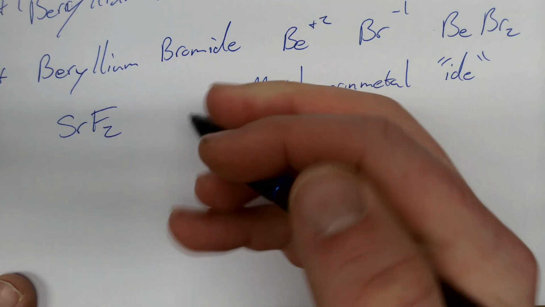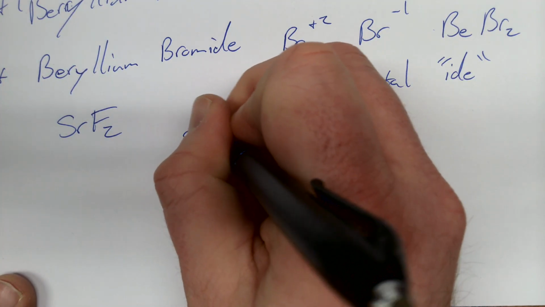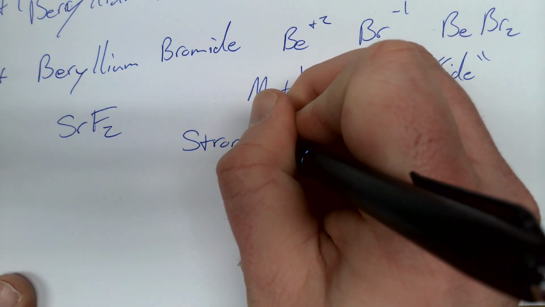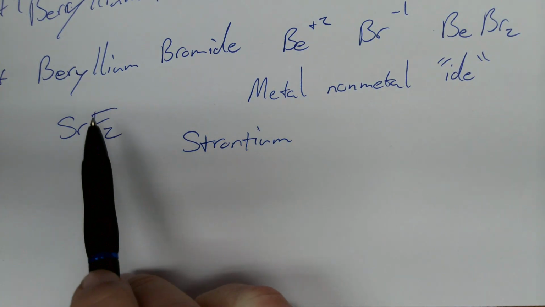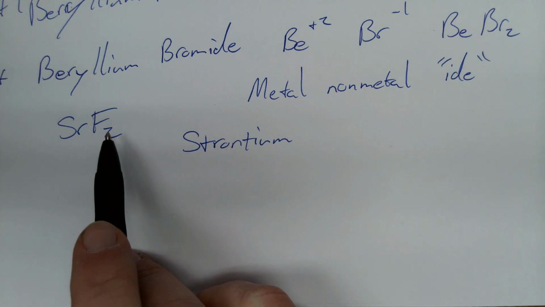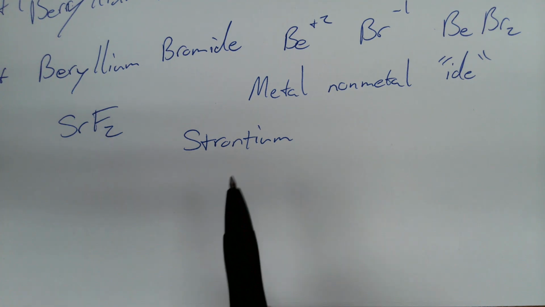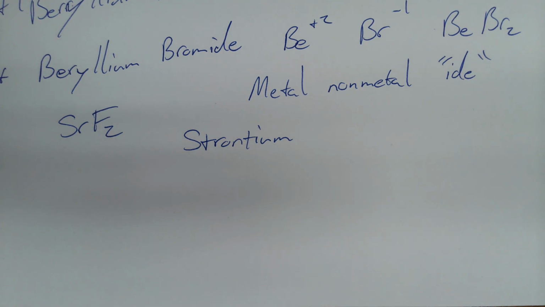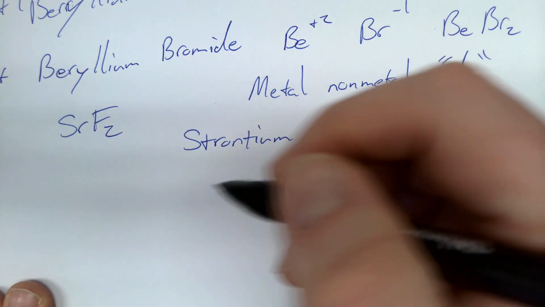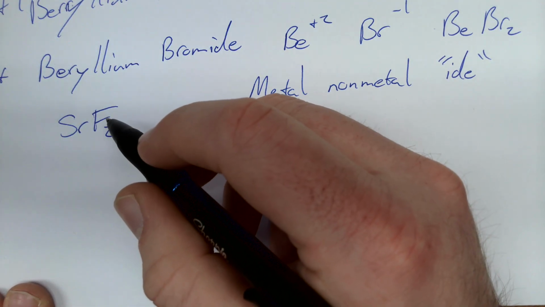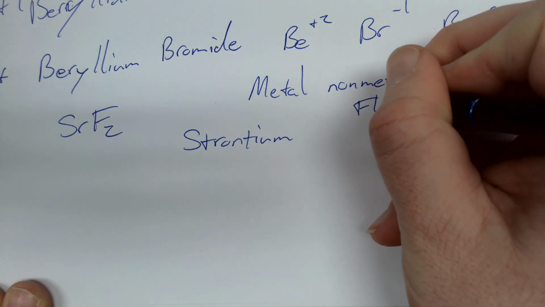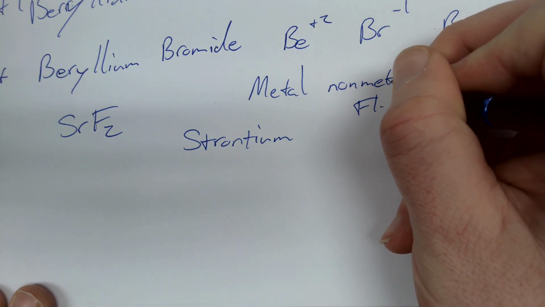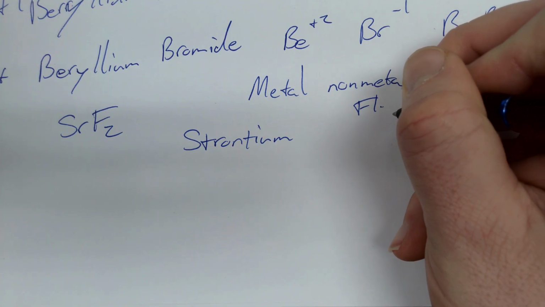So SrF2 is strontium. And I think I'm spelling that right. I know the F has to be my nonmetal, right? Because I'm talking about binary compounds. I only have 2 atoms. I know Sr, that's my strontium, so what's F going to be? It's fluorine, but we don't write down fluorine, right?